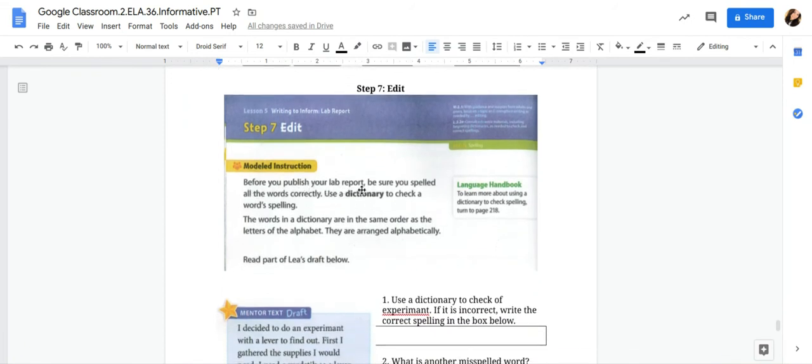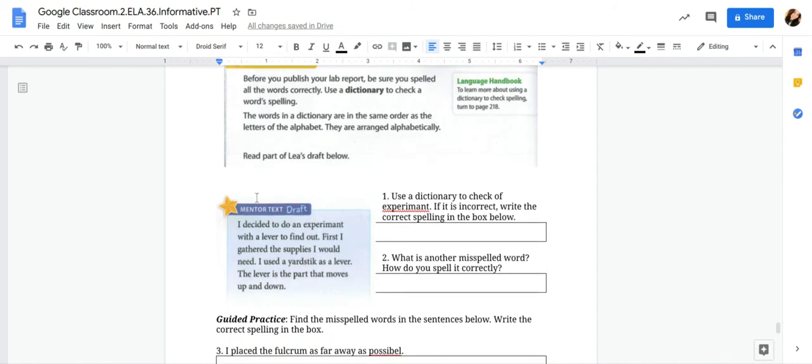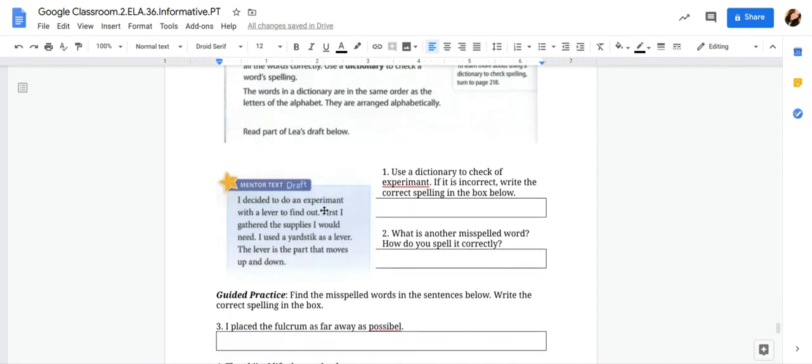Before you publish your lab report, be sure you spelled all your words correctly. Use a dictionary to check a word's spelling. The words in a dictionary are in the same order as the letters of the alphabet. They are arranged alphabetically. Let's read part of Leah's draft below. I decided to do an experiment with the lever to find out. First, I gathered the supplies I would need. I used a yardstick as a lever. The lever is the part that moves up and down.